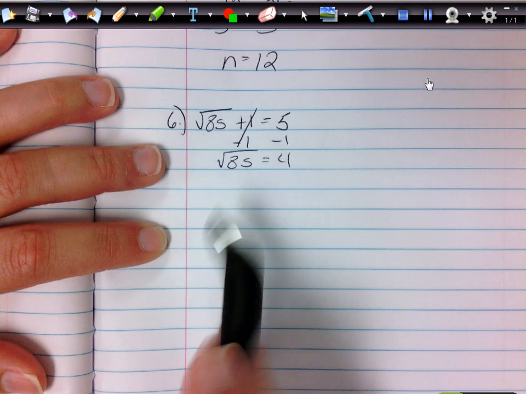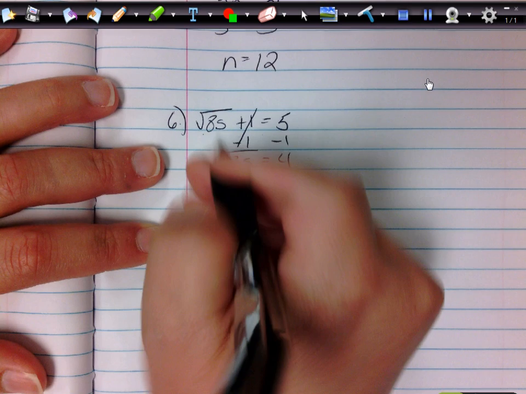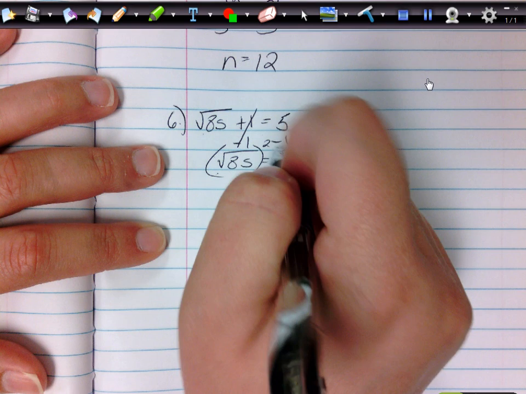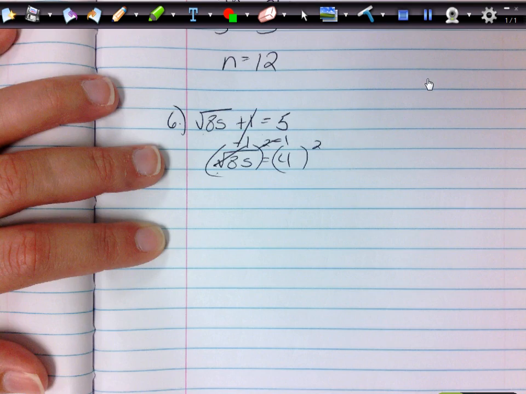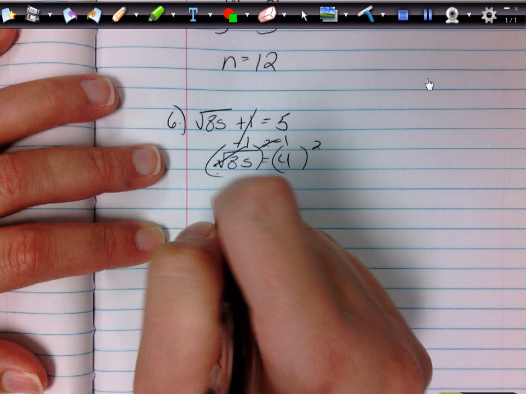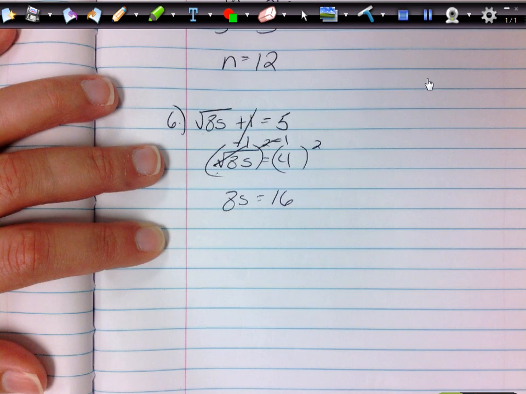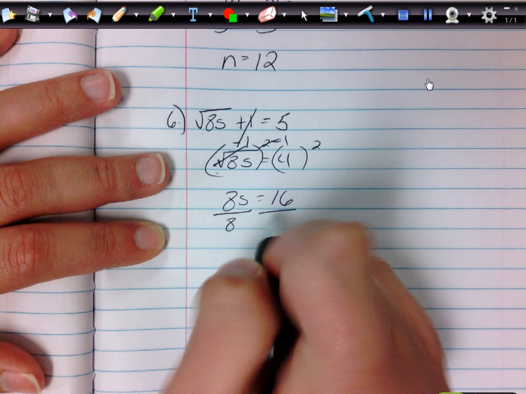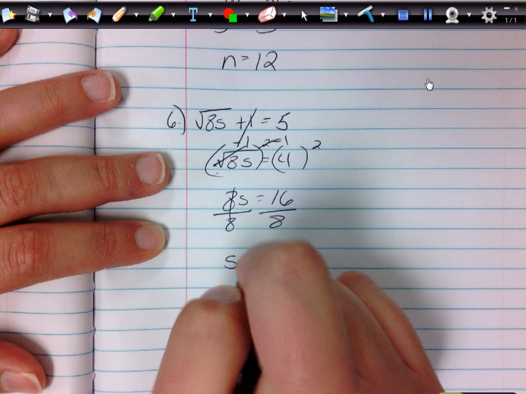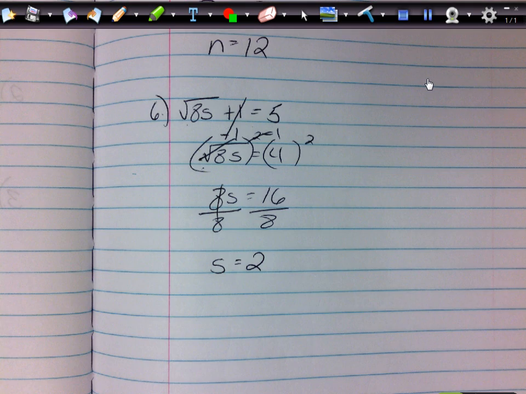Now that the radical sign is completely by itself, I can go ahead and square both sides to get rid of it, because squaring and square rooting are opposites. I'm left with 8s equals 16, because 4 squared is 16. Then I need to get rid of the 8, so I divide, and s equals 2.